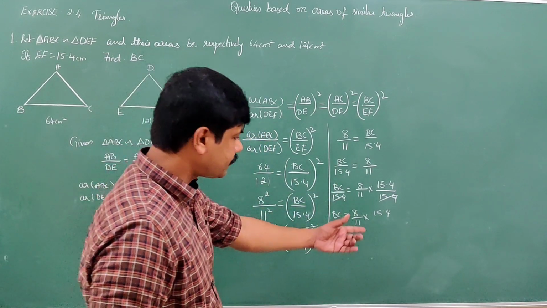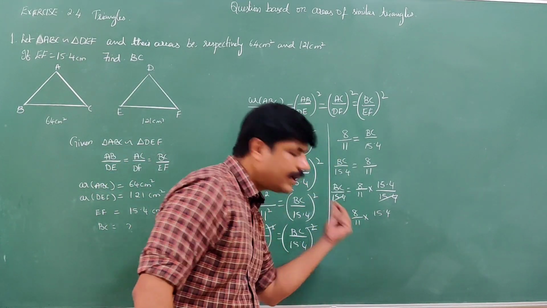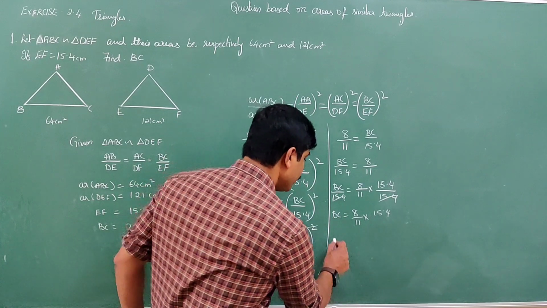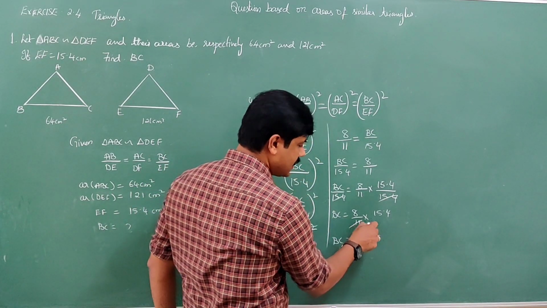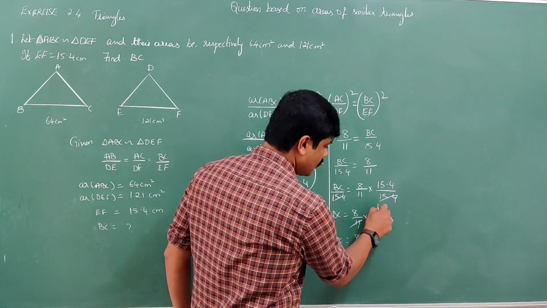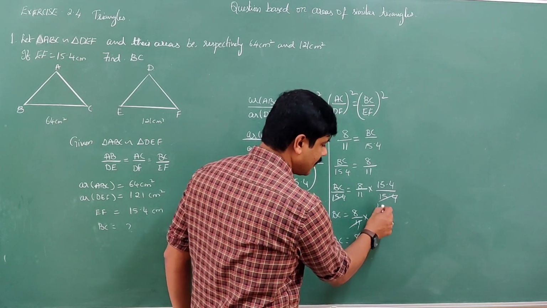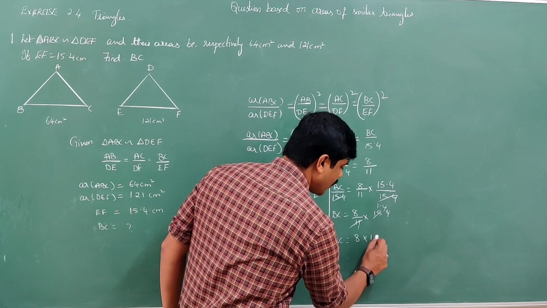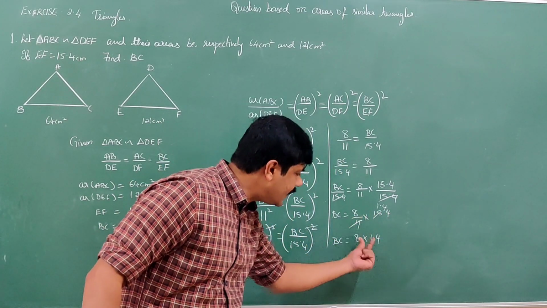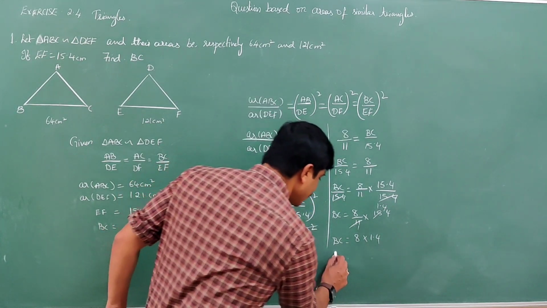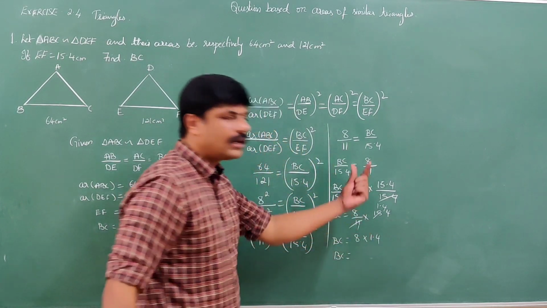Now you can see that 15.4 can be easily divided by 11. How? BC is equal to 8 into 11 1 times 11, 1, and 4 remains, 44. So 11 4 times, that means 1.4. If you divide 15.4 by 11, you will get 1.4. Now multiply. BC is equal to 8 into 1.4.